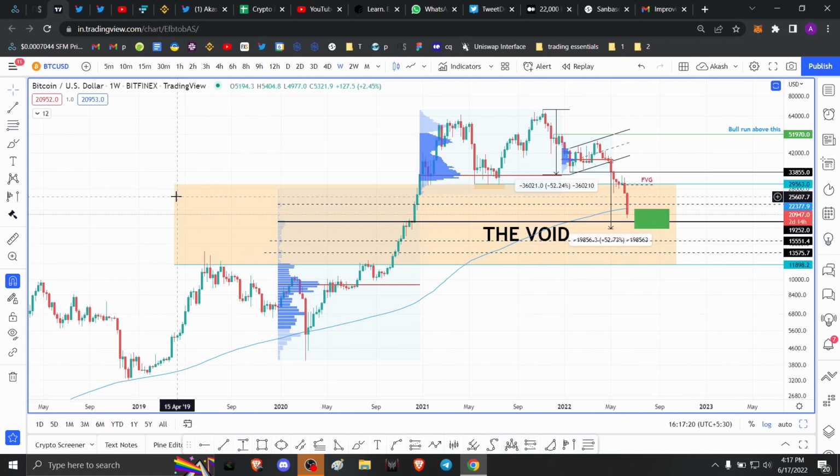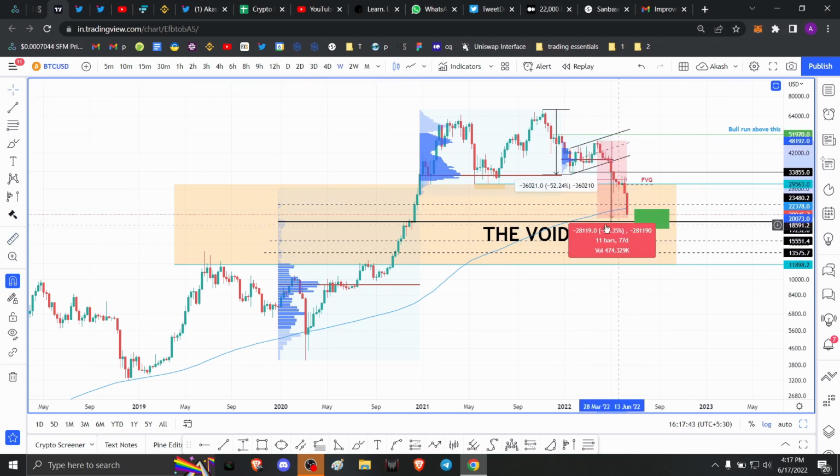That said, there is this void here which extends from 29.5k to 11.8k. It's really interesting to note that this void is likely going to be filled as Bitcoin price continues to go lower. Although Bitcoin has dropped quite a bit over the last few days, if you look at this drop here, it's dropped 58% in 77 days, which is quite a lot.